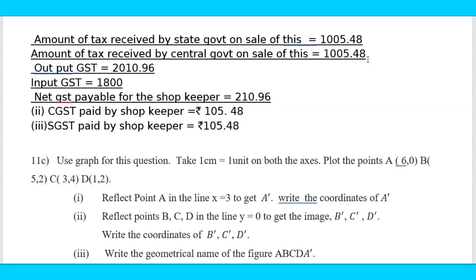Many of the students have written the other value as the answer, so that is not correct. You have to write the amount of tax paid. When the question asks for the amount of tax received by the government on sale of this item, then that is correct. But when it asks for the amount of GST paid by the shopkeeper, then you only have to show how much he is actually paying after the refund.